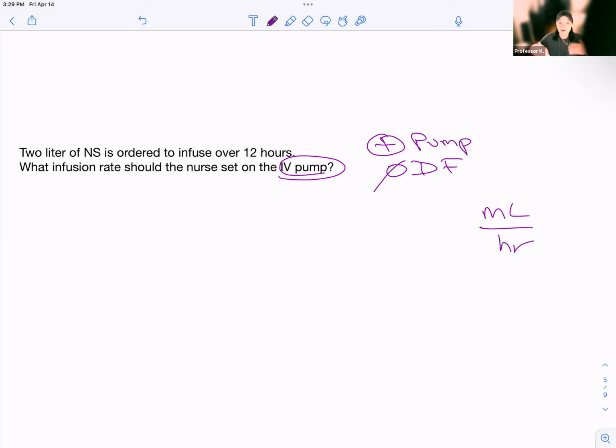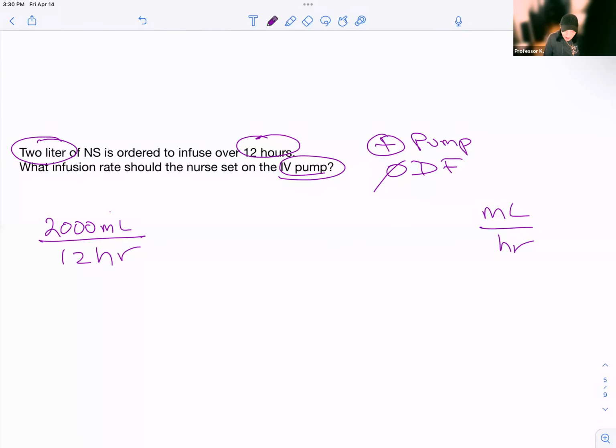Beautiful. So then I look for my volume over time. It's a 2 factor. Infuse 2 liters over 12 hours, 2 factors. Volume, 2 liters. I don't need to convert it using dimensional analysis. By now I should know 2 liters is 2,000 milliliters. But you could do the long conversion if you needed to, over 12 hours.